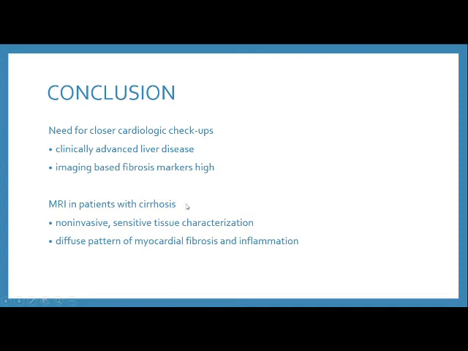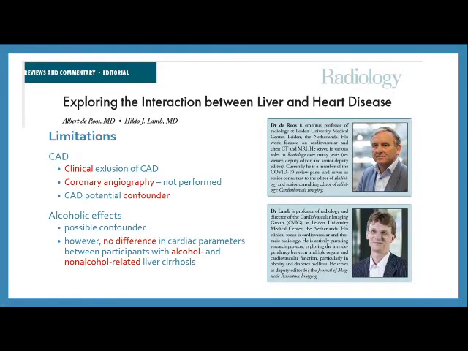MRI in patients with cirrhosis, as studied in this article, is shown to be non-invasive and sensitive as a means of tissue characterization to show a diffuse pattern of myocardial fibrosis and inflammation. There is a commentary article in the same volume by two authors, Albert de Roos and Hildo Lamb, showing some of the common threads seen in these articles. I won't repeat those concepts, but it's a very interesting read.